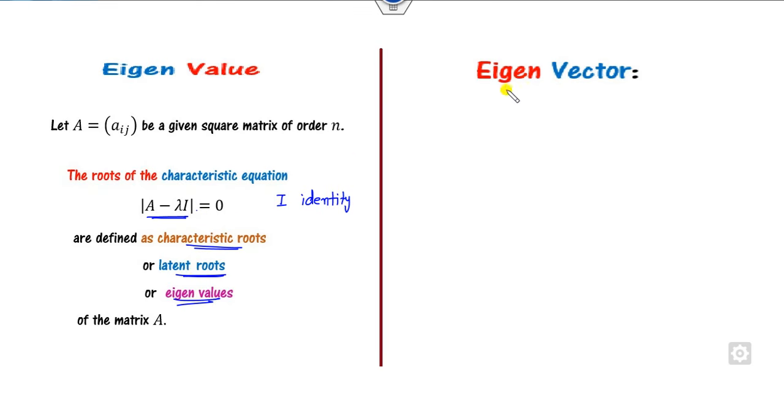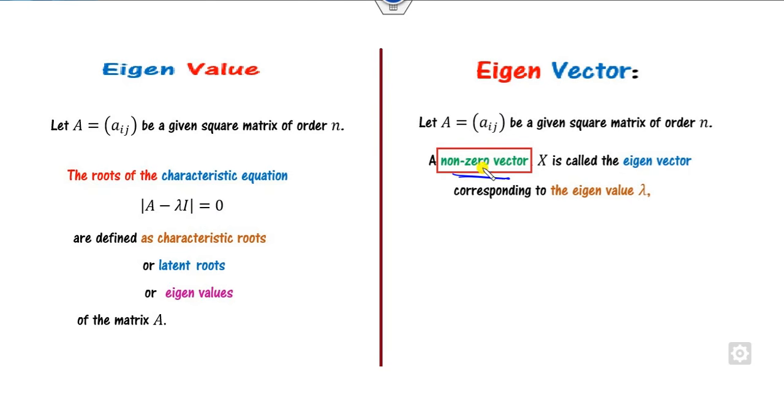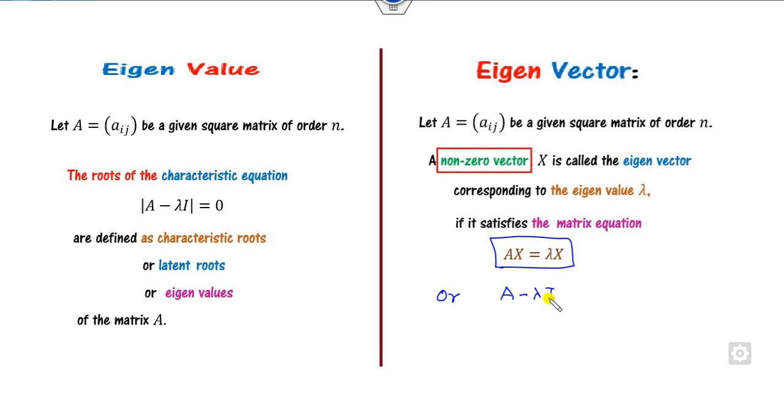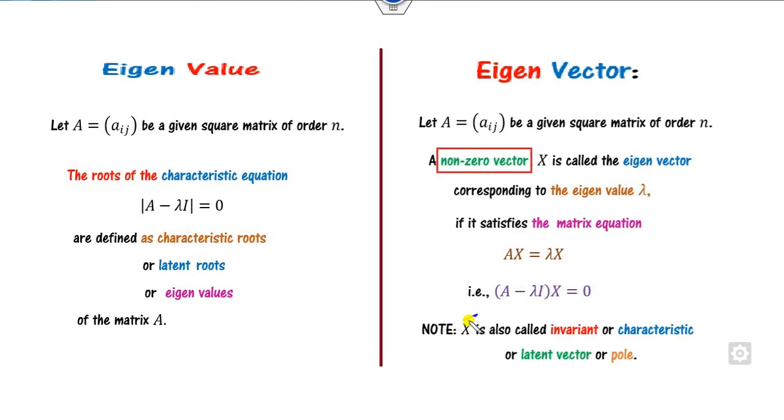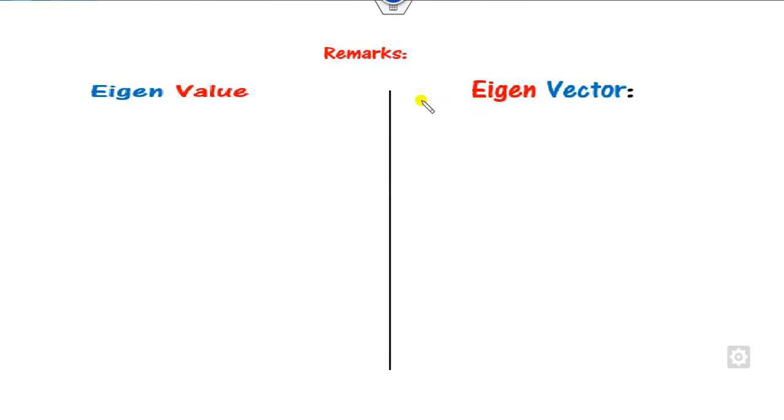And the corresponding non-zero vector is said to be the eigenvector if it satisfies this equation, or I can write this equation as A minus lambda I of x is 0. That is, you have to find the corresponding value of x for which this holds. So this x is called the eigenvector, also called the latent vector, proper vector, invariant vector, or characteristic vector. There are some remarks about the eigenvalues and the eigenvectors.